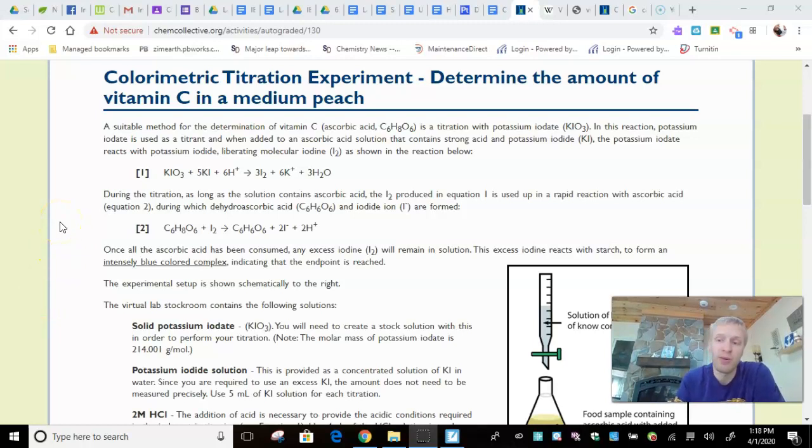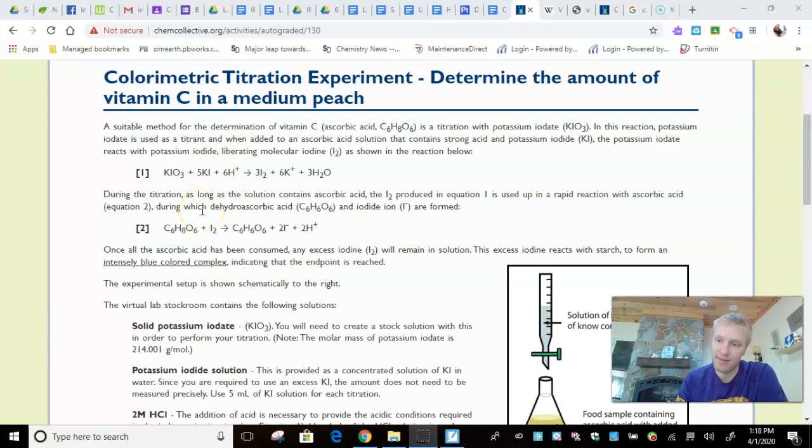Essentially what we're going to be doing is titrating the ascorbic acid solution that's in the peach or in the standard solution, also known as vitamin C. We're going to be taking potassium iodate, a stock solid, and dissolving it in distilled water, virtually. That's going to be in your burette. You're then going to drop it dropwise into your solution of vitamin C or ascorbic acid, peach, whatever that may be. You're also going to have some potassium iodide in there.